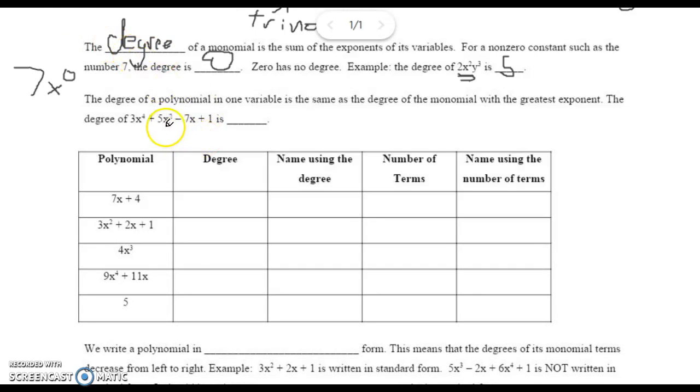So if you look at this polynomial right here, I can see that I have x to the fourth. This one has a degree of 4. This one has a degree of 2. This one has a degree of 1. Remember, if you don't see it, there's a 1 hanging out there. And this one has a degree of 0. Which one has the highest degree? It would be this first one with a degree of 4. So the degree of this polynomial would be 4.